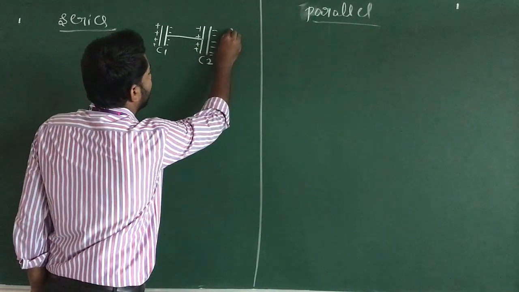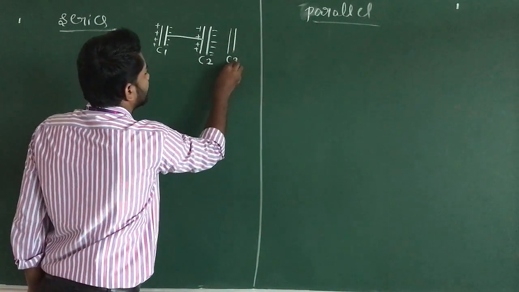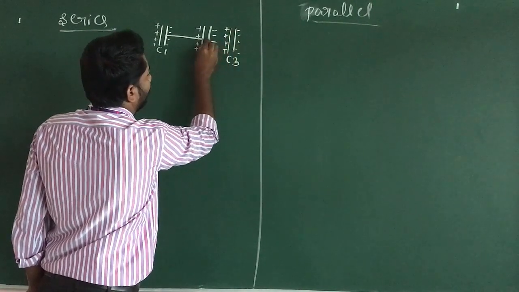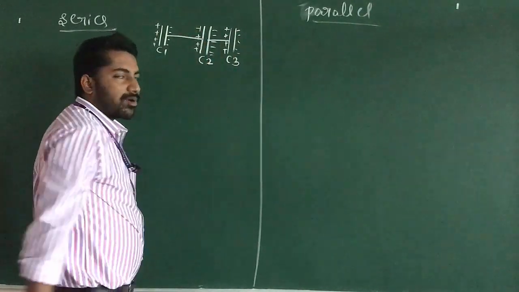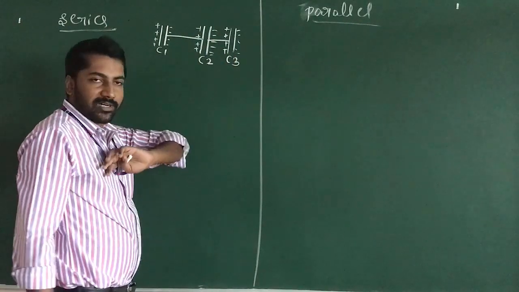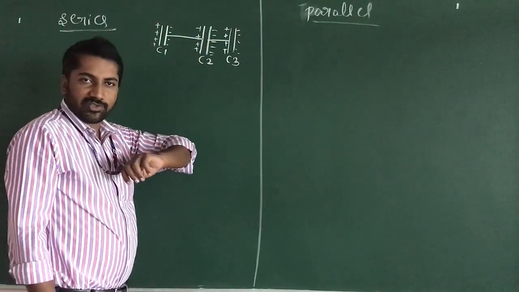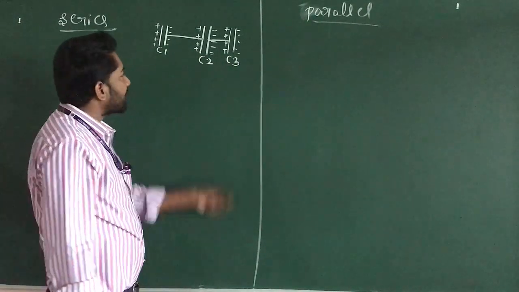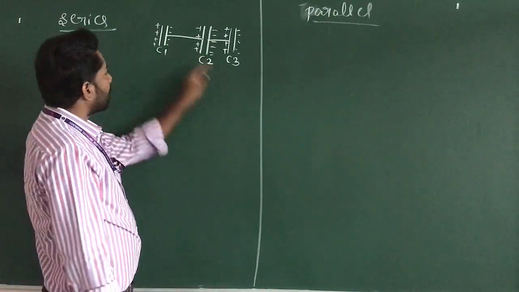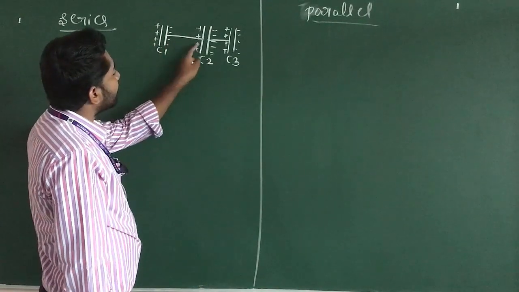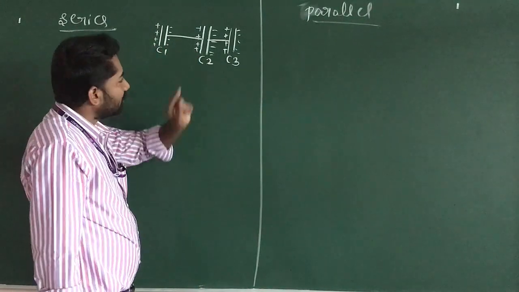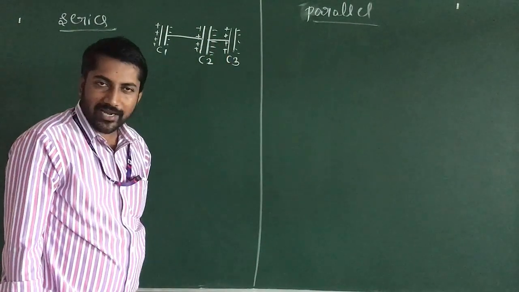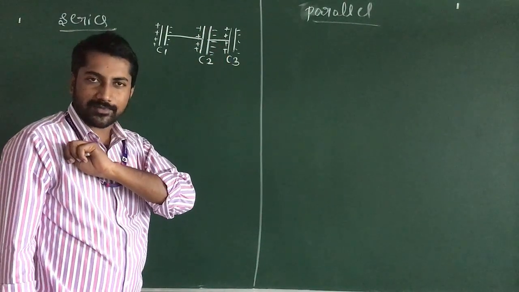Suppose we consider another capacitor C3 here, again it has a positive plate and a negative plate. The negative plate of the capacitor is connected to the positive plate of the next capacitor, and so on up to n terms. Like this we connect one capacitor to another capacitor.